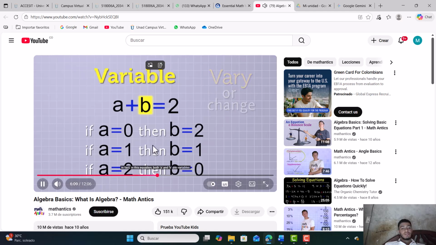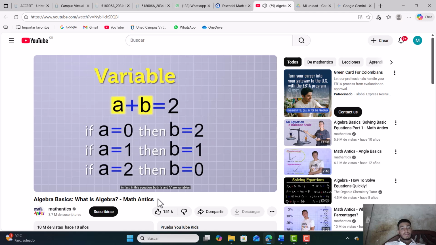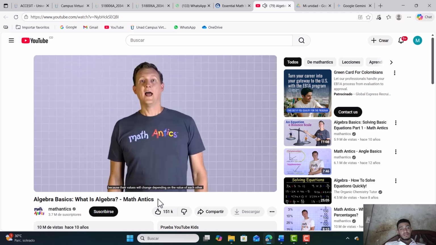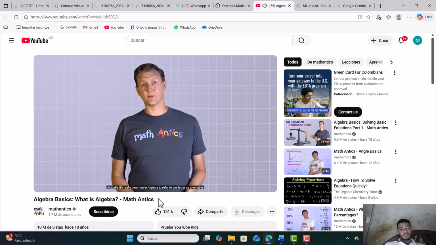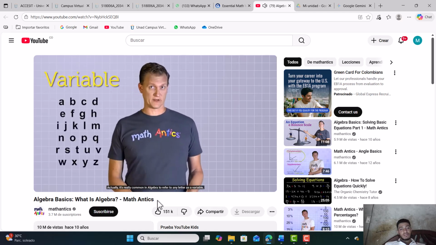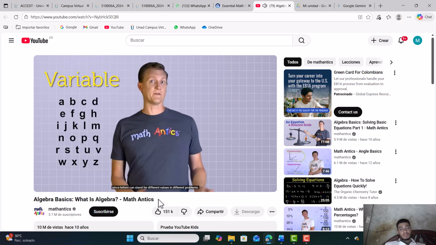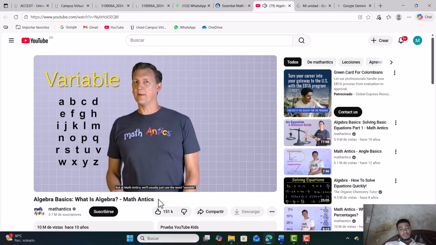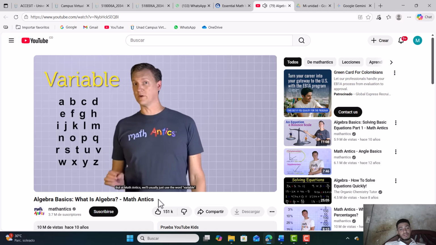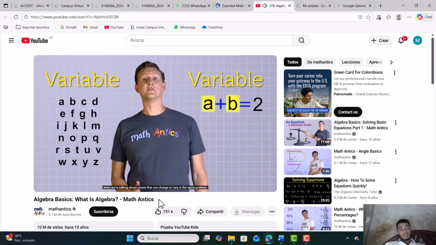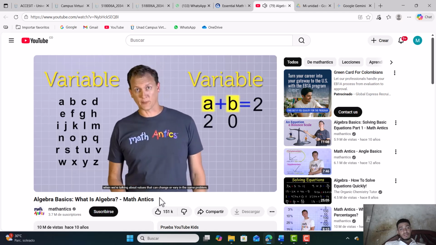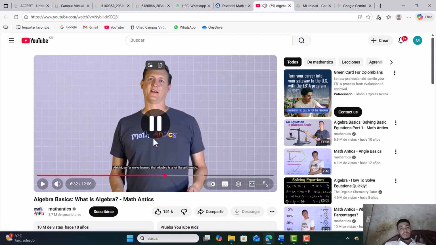In fact, in this equation, both A and B are variables because their values will change depending on the value of each other. Actually, it's really common in algebra to refer to any letter as a variable, since letters can stand for different values in different problems. But in mathematics, we'll usually just use the word variable when we're talking about values that can change or vary in the same problem. Okay, let's continue. All right.